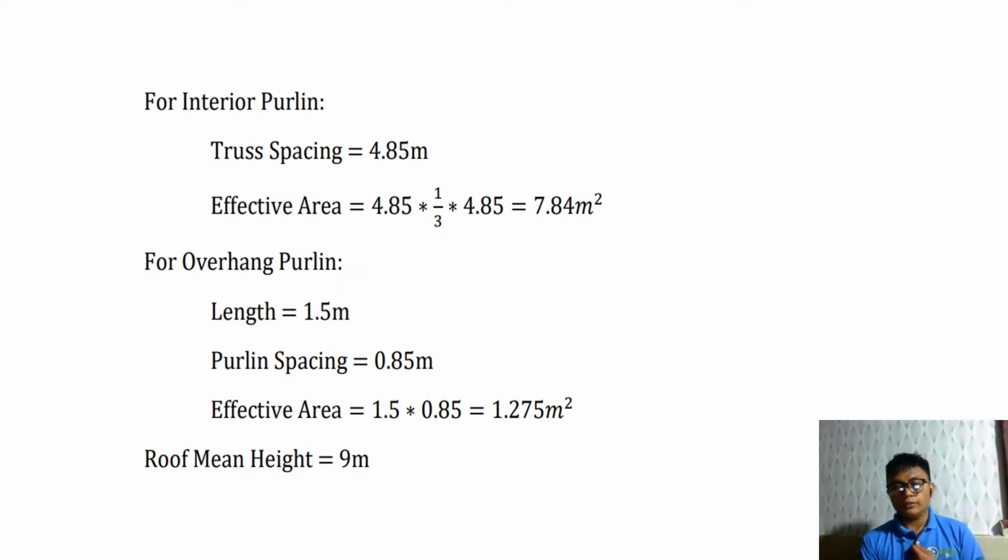7.84 meters squared. And for the overhang purlin, we have the length of 1.5 meters and the purlin spacing of 0.85 meters. So with that, the effective area is just 1.5 multiplied with 0.85. That is 1.275 meters squared. And for the roof mean height, based on the elevation plan, it is 9 meters.